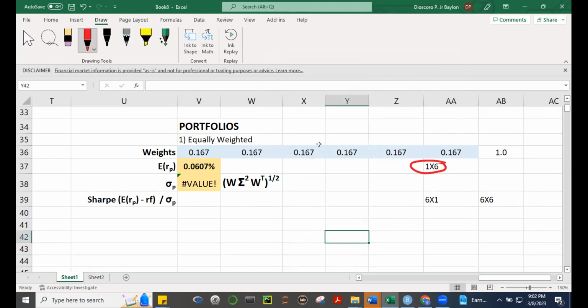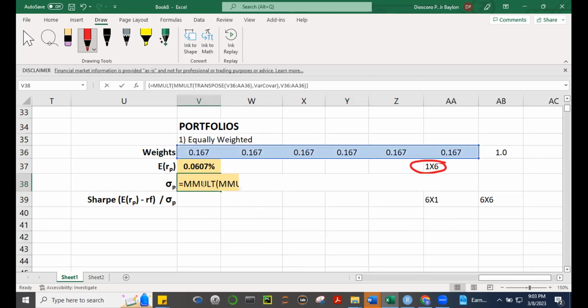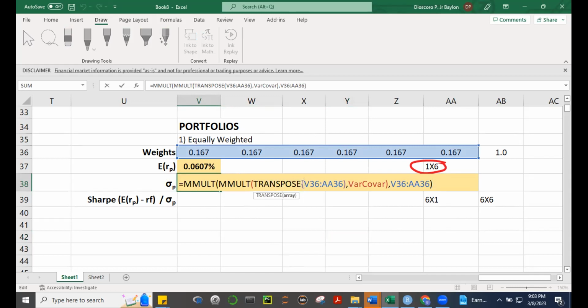Depende kasi din sa ayos ng matrix natin. Kasi kung itong equally weighted yung position na to nakabaliktad, no? So which means 6 by 1, pwede siya. Kasi magiging 6 by 1 sorry. 6 rows, 6 by 1 tapos transpose dapat para magiging 1 by 6 para multiplicable siya dito. Okay, so let's now do this. So this is now equal to, okay, so yung transpose class, tatanggalin ko to. Remove this. Remove this. So it's now M mult ng weights natin and the variance covariance, okay?